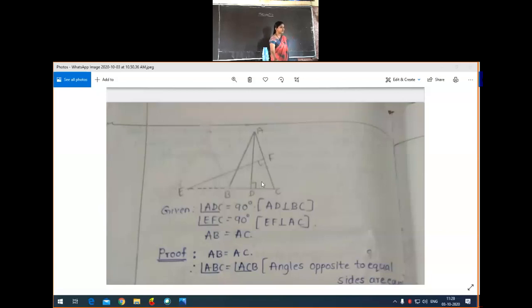Next, we already got two results. The first result is triangle ABD similar to triangle ADC, equation 1. The second result is triangle ADC similar to triangle ECF, equation 2. Axiom 1: things which are equal to the same thing are equal to one another. ABD is similar to ADC, and ADC is similar to ECF, so can we say that these two are similar? Can we use that property? Yes, Nikhil.